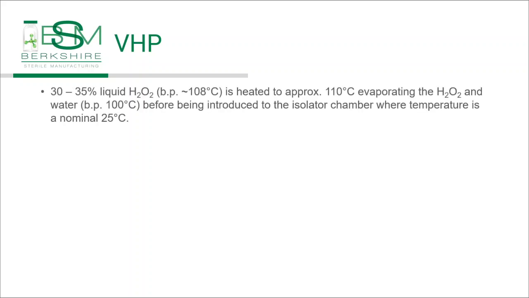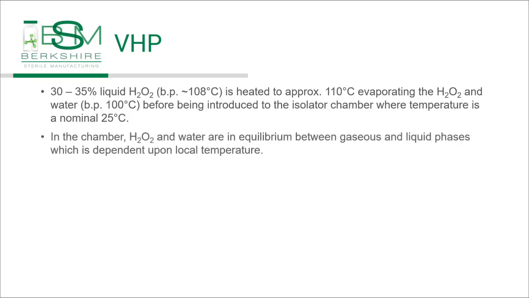So let's talk about the VHP process a little bit. The vaporized hydrogen peroxide is produced from typically a 30 to 35% liquid hydrogen peroxide, which has a boiling point of about 108 degrees C. It's heated to approximately 110 degrees C, evaporating the hydrogen peroxide and the water before being introduced into the isolator chamber, where the temperature normally is about 25 degrees.